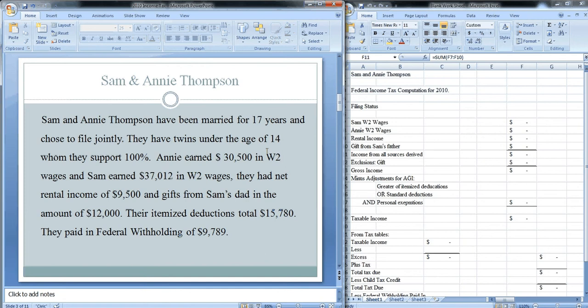Their itemized deductions totaled $15,780. They paid in federal withholdings of $9,789. That is our scenario that we're going to work through today.